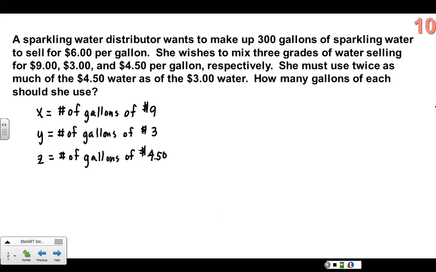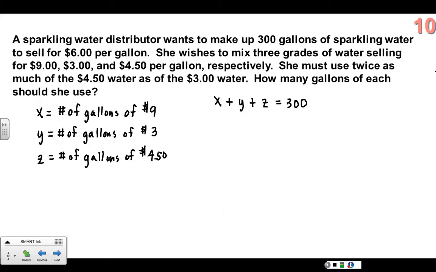Okay, so we know that we've got to make up 300 gallons. So the number of gallons of X, Y, and Z has got to all add up to be 300. So there's one equation. X plus Y plus Z we know has to equal 300 gallons total.